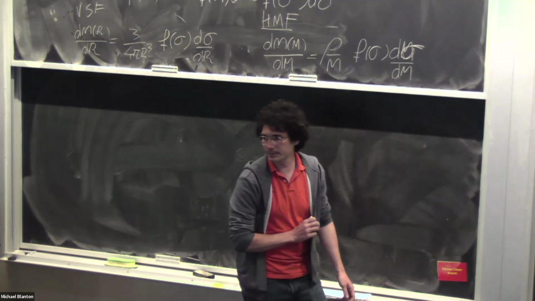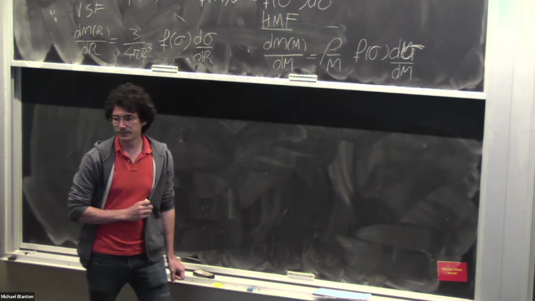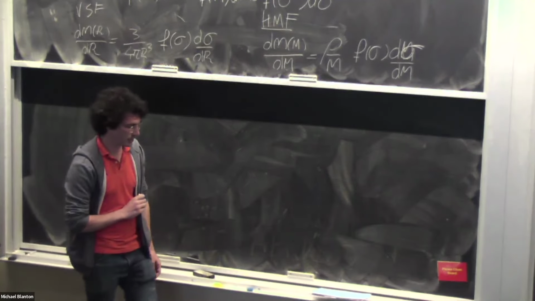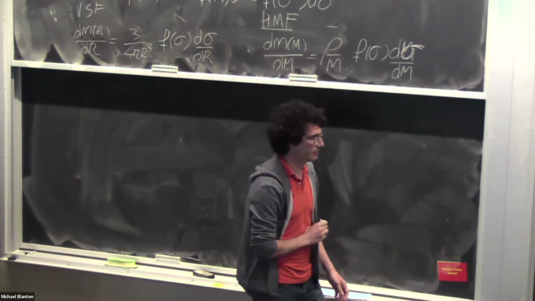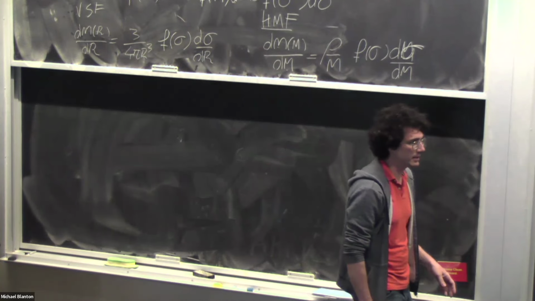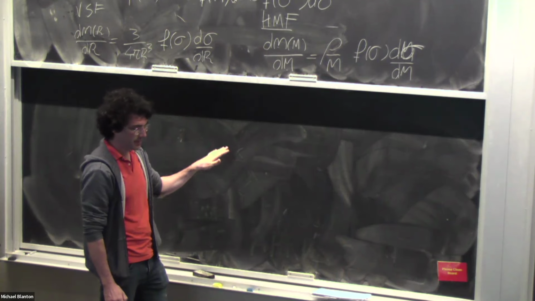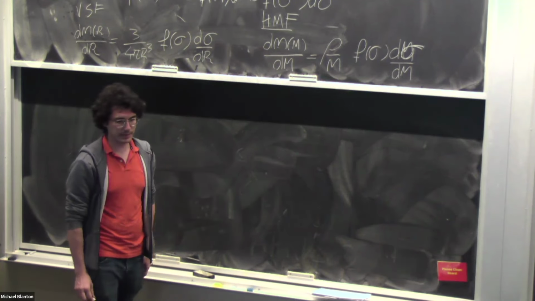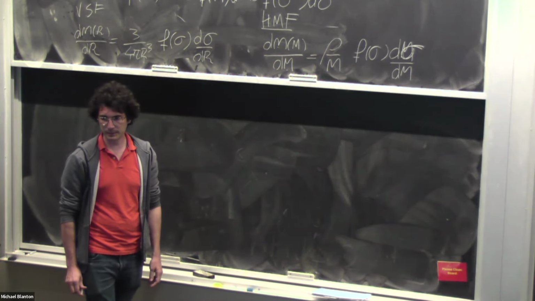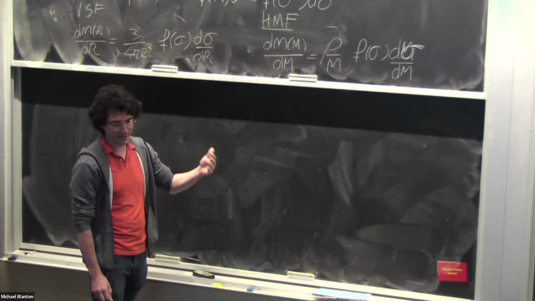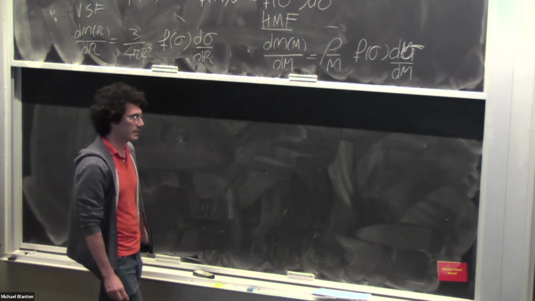But you're determining that by comparing to the nonlinear calculation, or no? We just want to study the effective barrier that describes the statistics of the peaks in the initial space. I see. And then the map from the Lagrangian space is another step. Okay, so this is the first step.